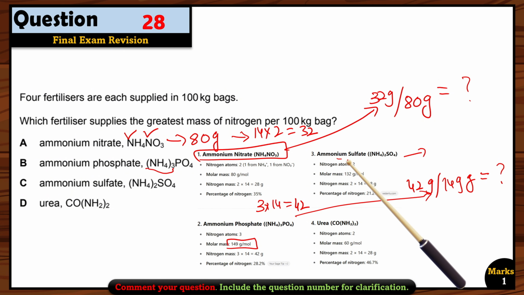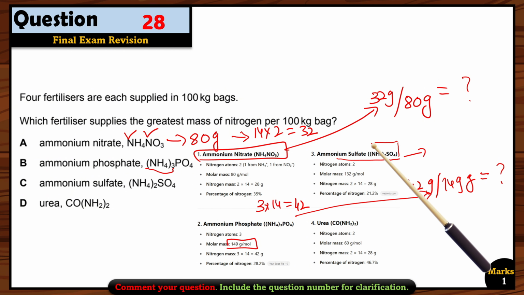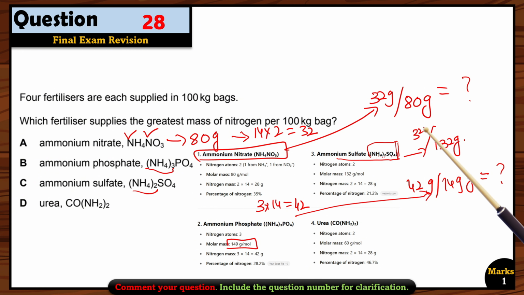What is the molar mass of ammonium sulfate? Be very careful when you are calculating, because you have to look from the periodic table. Don't miss all these small numbers, because they will decide your exact answer. Okay, so the molar mass is 132 gram. And how many nitrogen we have here? Only 2 nitrogen. It means 28 gram of nitrogen we have per 132 gram.